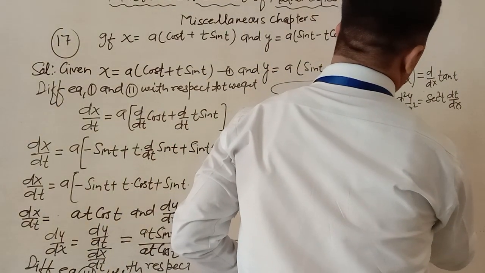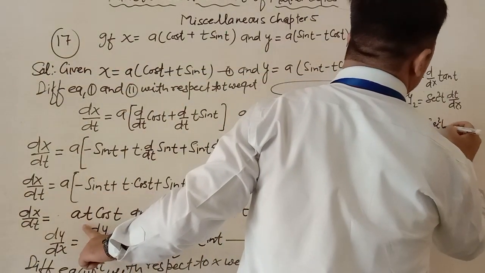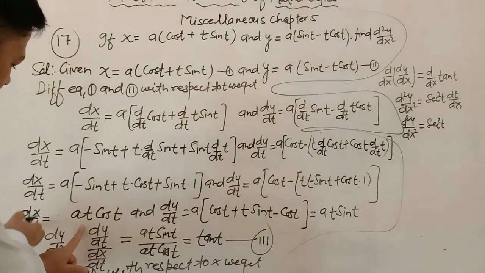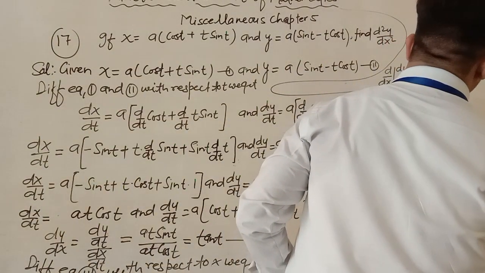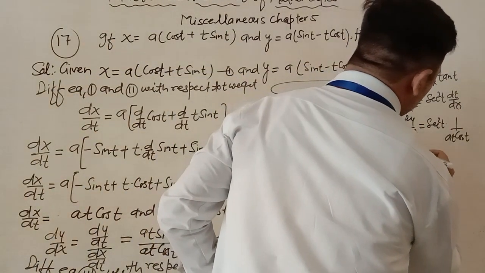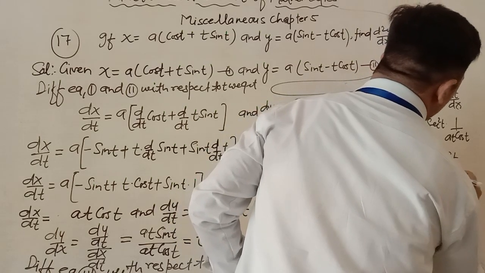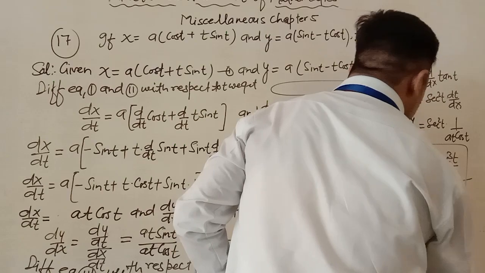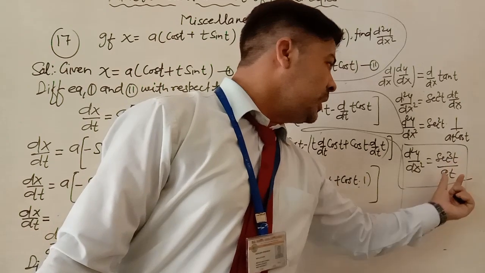d2y upon dx2 is equal to sec square t into dt upon dx. Taking the value of dt upon dx from here, dx upon dt is equal to a t cos t. Therefore dt upon dx is equal to 1 upon a t cos t. Therefore the value of d2y upon dx2 is equal to sec cube t upon a t. This is the value of d2y upon dx2.